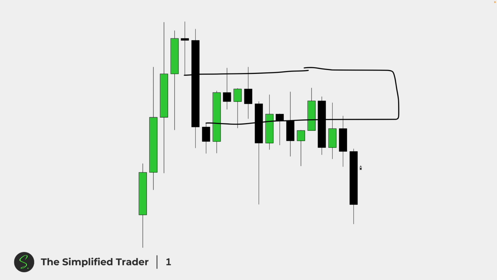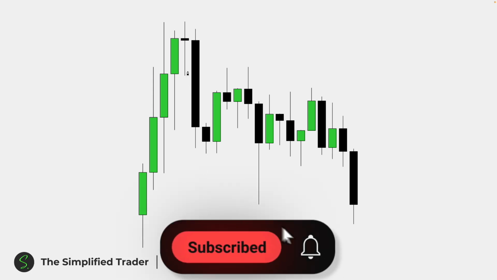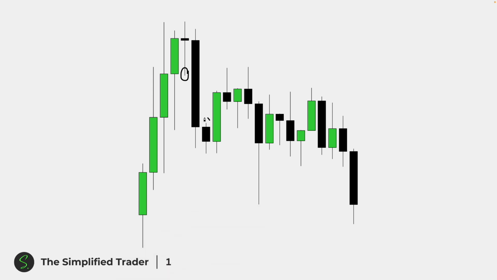For those of you who do not know what a fair value gap is, it is a 3-candle pattern where we have candle number 1, candle number 2, and then candle number 3. And the low of candle number 1 does not touch the high of candle number 3. So we have this gap in price. Here we can see that we have candle number 1, we have candle number 2, and over here we have candle number 3. Candle number 1's low does not touch candle number 3's high, leaving a gap in price. That is known as a fair value gap or an imbalance.